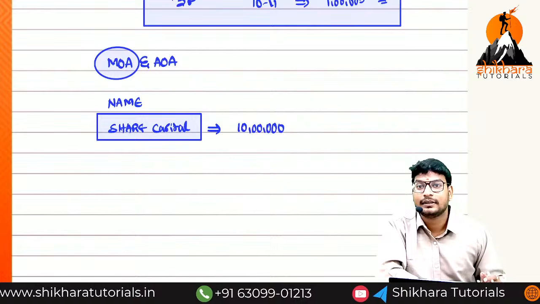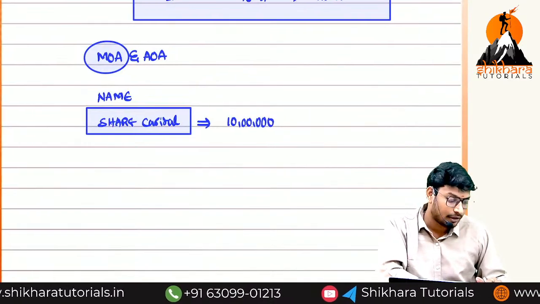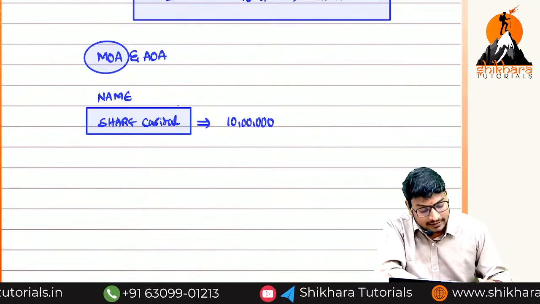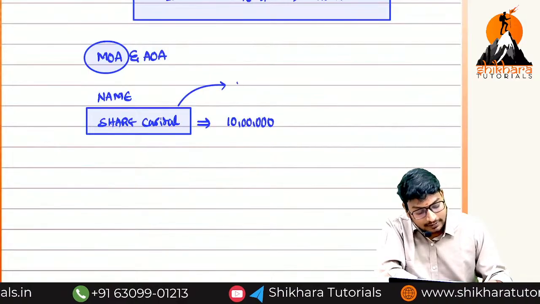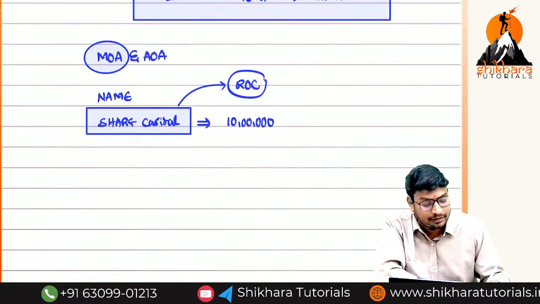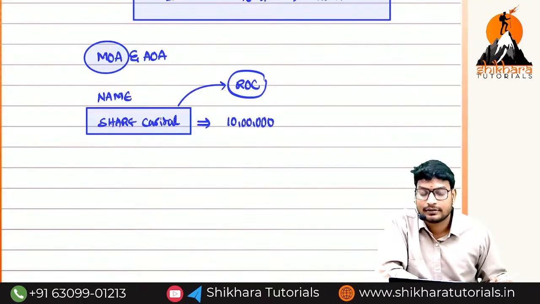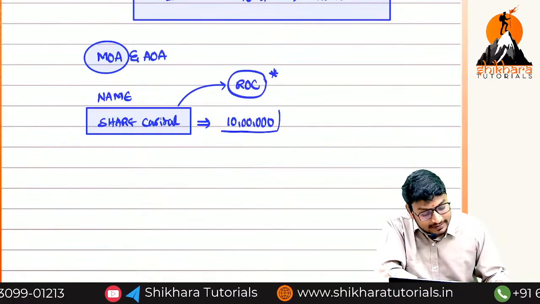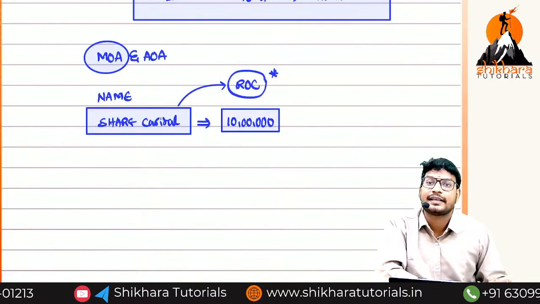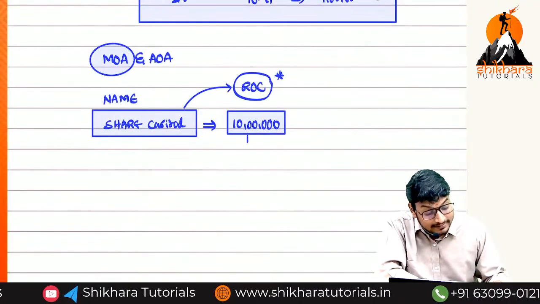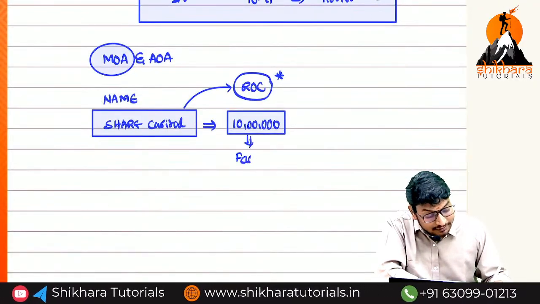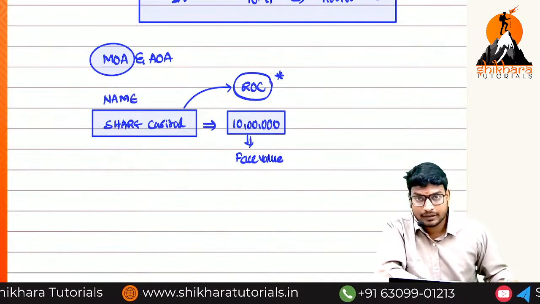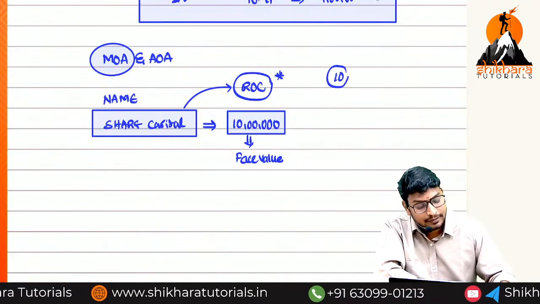This is called as what? Authorized share capital. So who will give the authorization? We have to register with the ROC. What is the meaning of ROC? Registrar of companies. If this ROC accepts, for that reason this 10 lakhs we call it authorized share capital. In this 10 lakhs we have to consider only face value. We should not consider what? Market value.